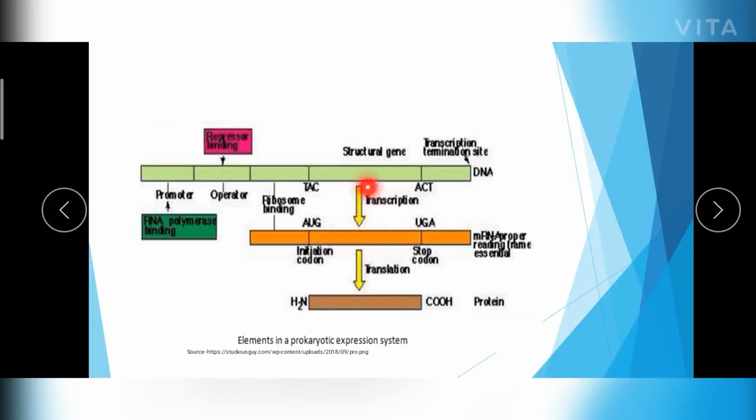Once the structural gene undergoes transcription, you get an mRNA which has 5' and 3' untranslated regions. Here you see the initiation codon is AUG and the stop codon is UGA. After translation you get a protein having an amino terminal and a carboxy terminal end.